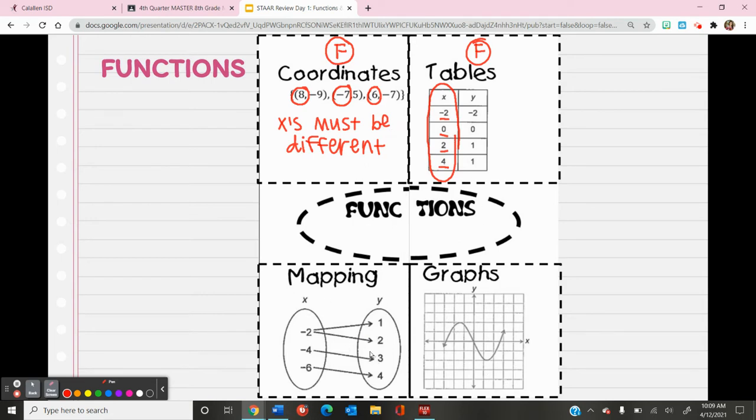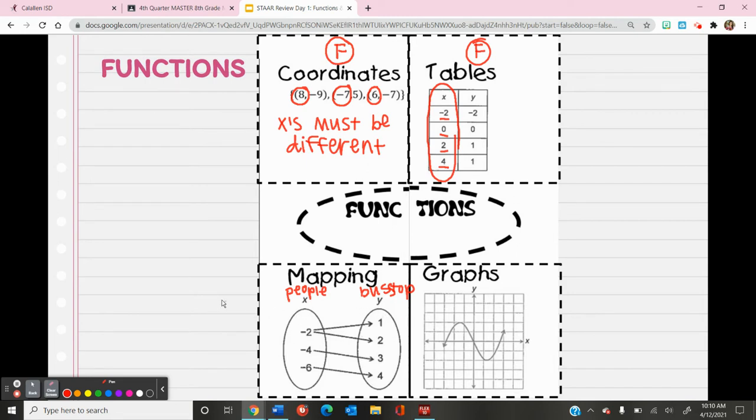And then we get down here to mappings. So for instance, let's think of x's as our people and y's as our bus stop. So here, for instance, we have -2 as a person. They can't get off at both bus stop 1 and bus stop 2. They can only have one bus stop.